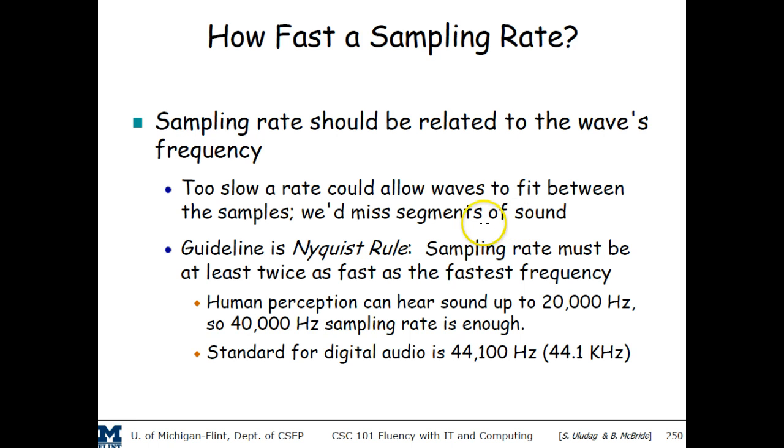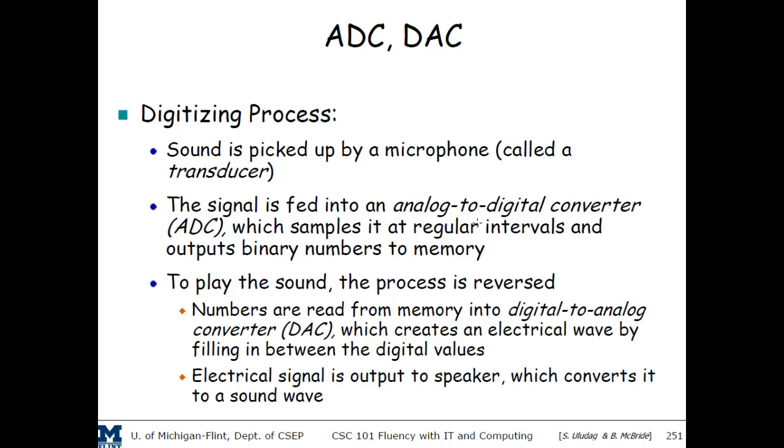So as a result, standard digital audio recordings are done at 44,100 hertz. The 100 hertz is basically for technical reasons. We add some additional speed in terms of our sampling rate.